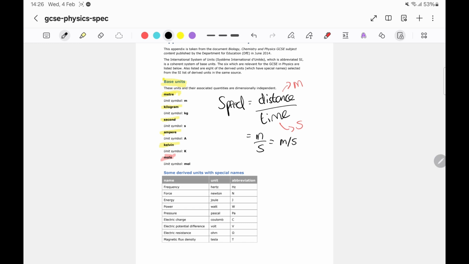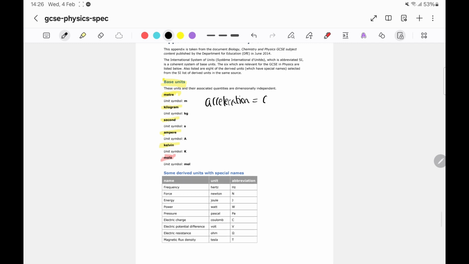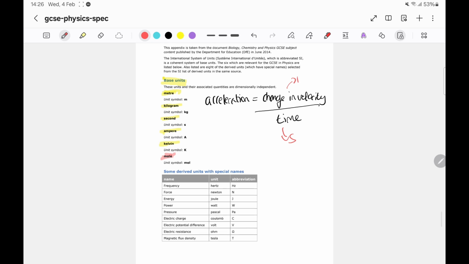If, for example, we look instead at acceleration, you could want to work out what the units of acceleration are. Well, we know acceleration is a change in velocity divided by time. And once again, we need to figure out the units, so let's start with time. Obviously, we know time is a second. And we just worked out what the units for velocity were. We said the units for velocity were meters per second.